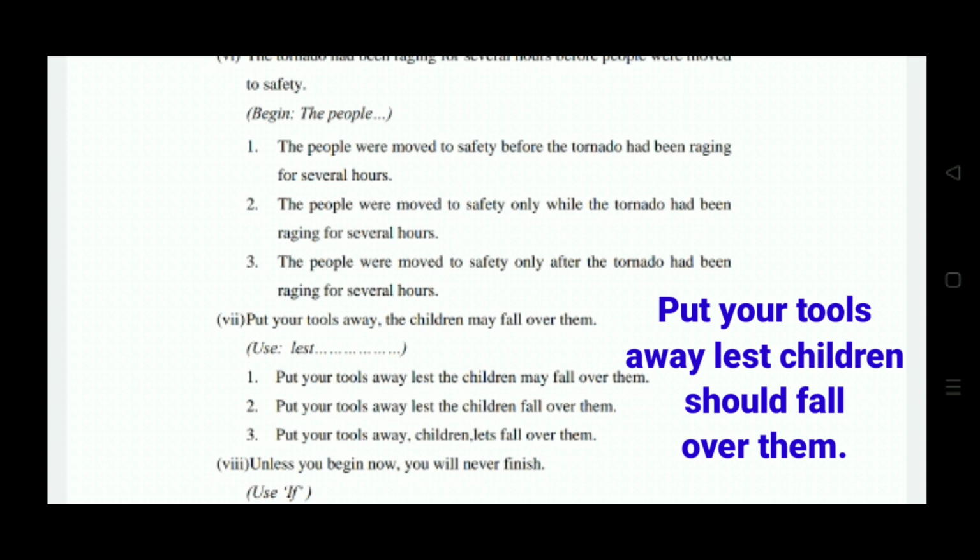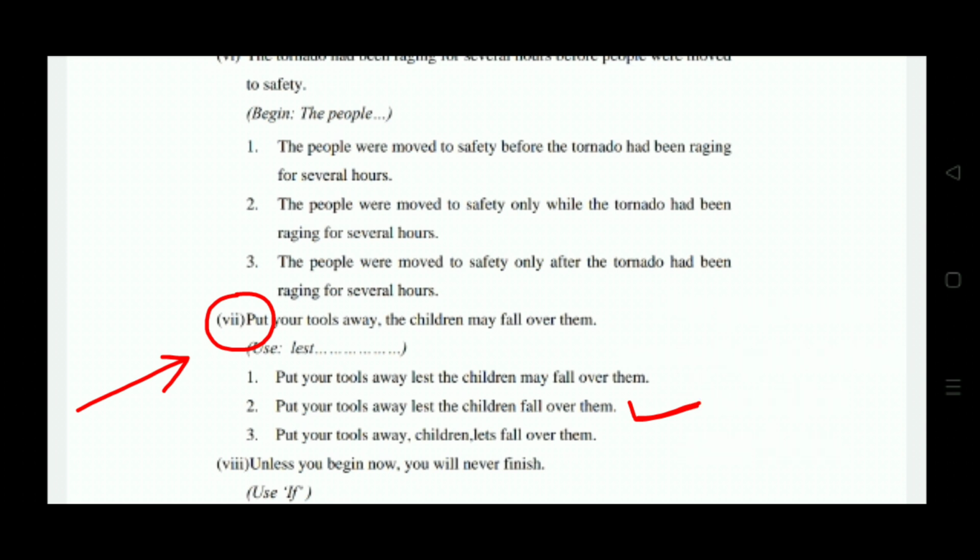Put your tools away lest the children fall over them. And in this case, I also do not have any option. Apparently your right answer seems to be, put your tools away lest the children fall over them. Had it been, put your tools away lest the children should fall over them, the answer would have been 100% correct. I just wanted to point this out.